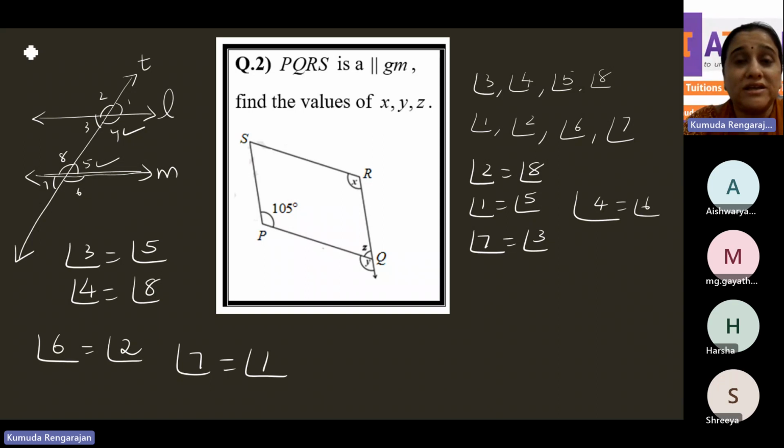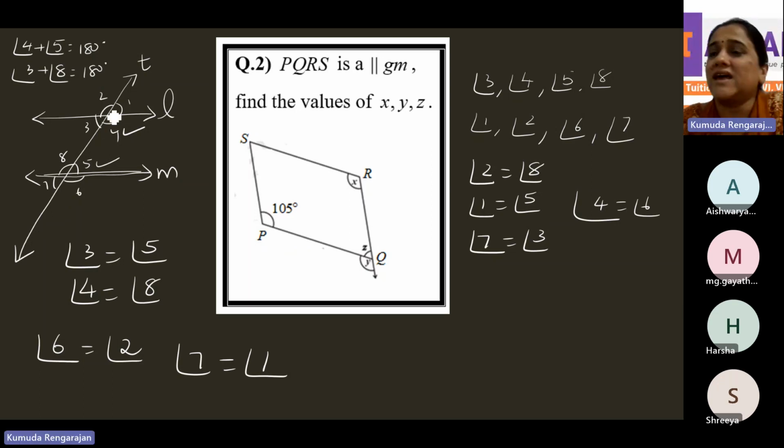So the property here is they're not equal. Angle 4 plus angle 5 is equal to 180. Co-interior angles are supplementary. Similarly, angle 3 plus angle 8 is equal to 180. Co-interior angles are supplementary. There's another thing called co-exterior angles.